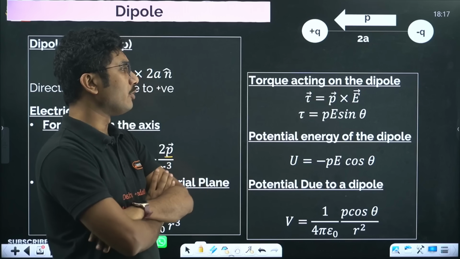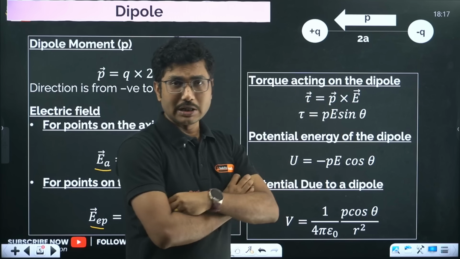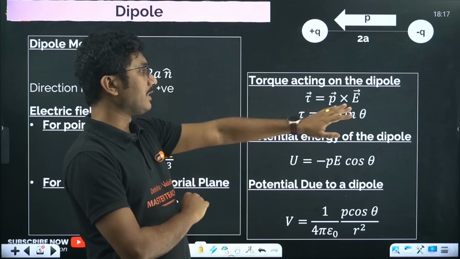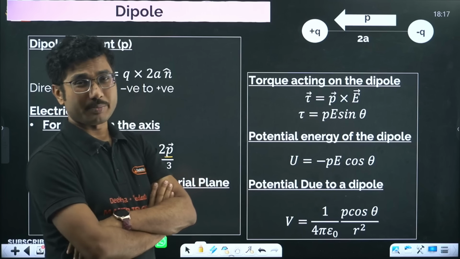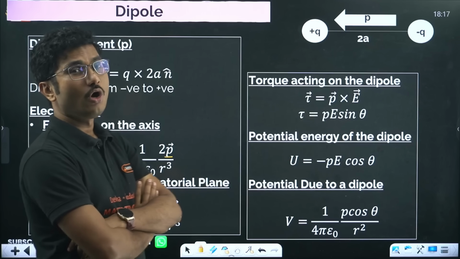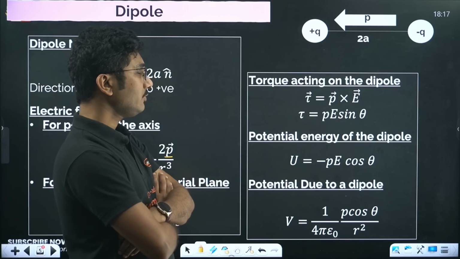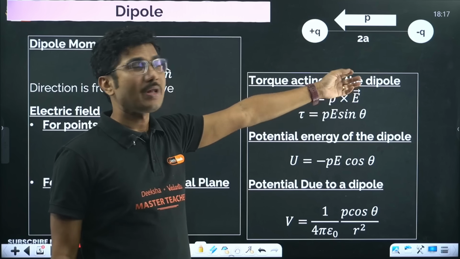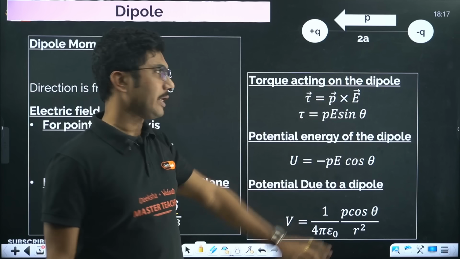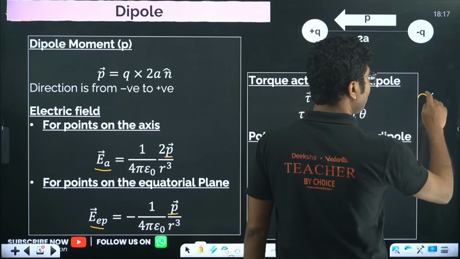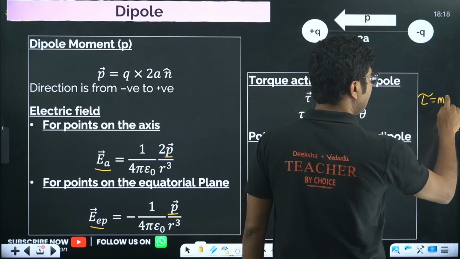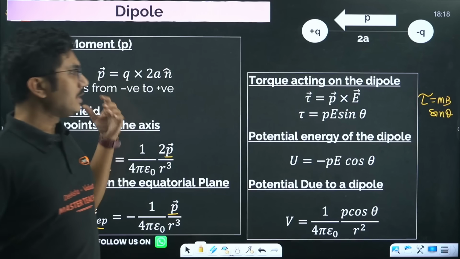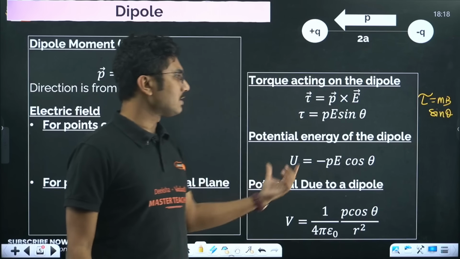Torque acting on a dipole is given by tau is equal to P cross E, or PE sine theta magnitude wise. So if the theta value is 90 degrees, the torque becomes maximum. If theta value is 0, torque becomes 0. Okay, in case of magnetic field, you just need to change P with M and E with B. So in case of magnetic field, the same torque will be MB sine theta. Okay, now potential energy of the dipole is minus PE cos theta.